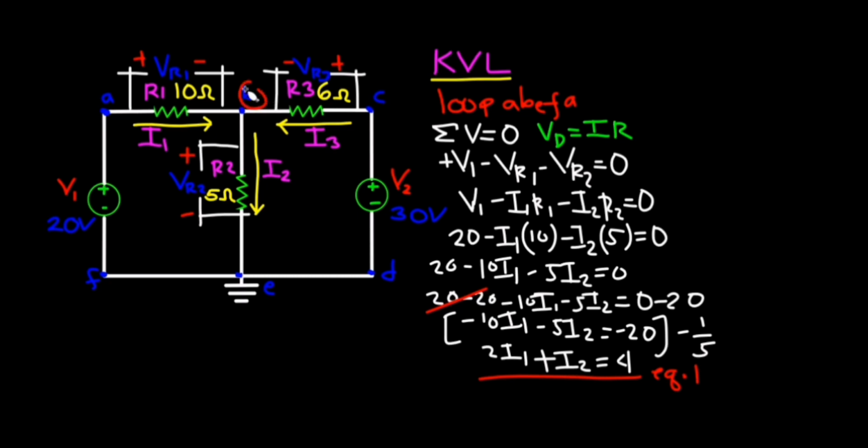Then now, we consider the loop BCDEB. So here it will be positive VR2, because the ending polarity here is positive. Plus VR3, because it is also positive. And minus V2, since here it is negative. Then it will be equated to 0.